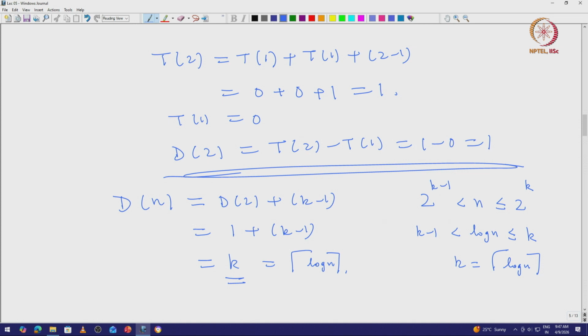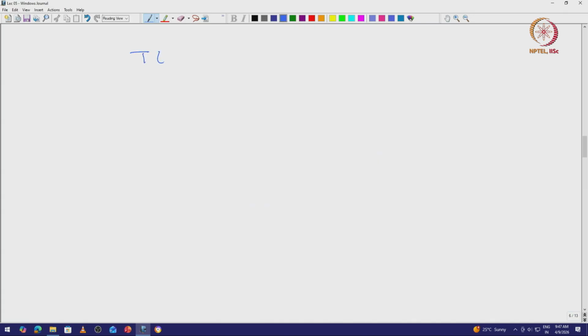Therefore, we have got a beautiful formula that T of n minus T of n minus 1, that is equal to D of n, and D of n is nothing but ceil log n.